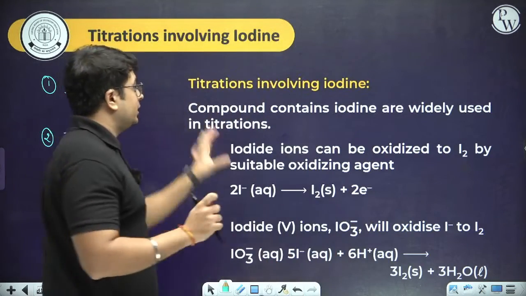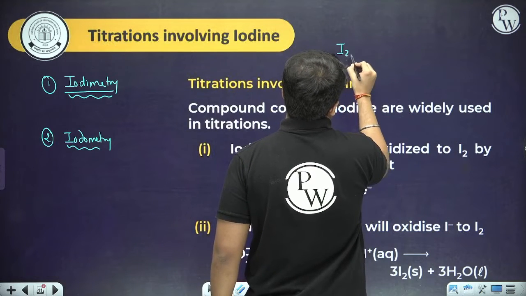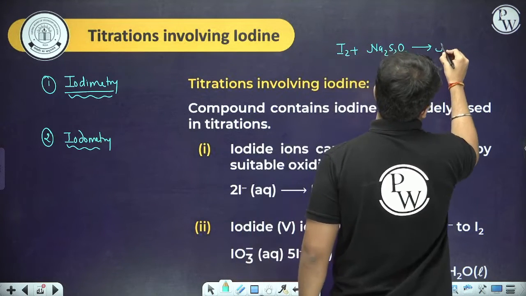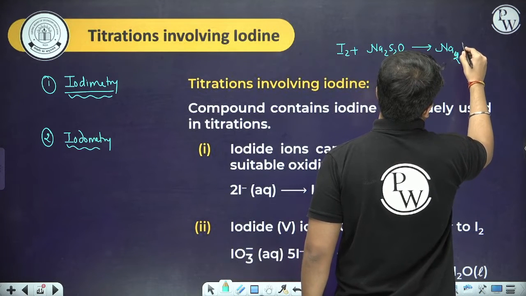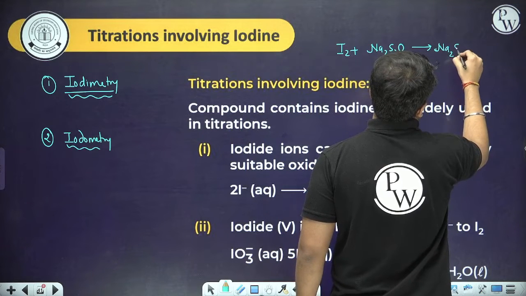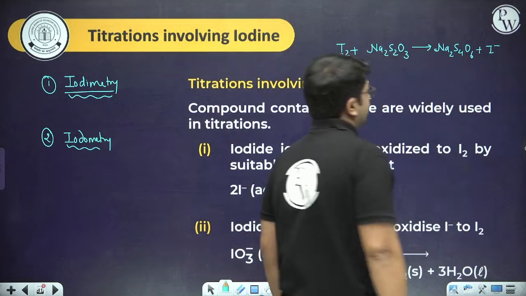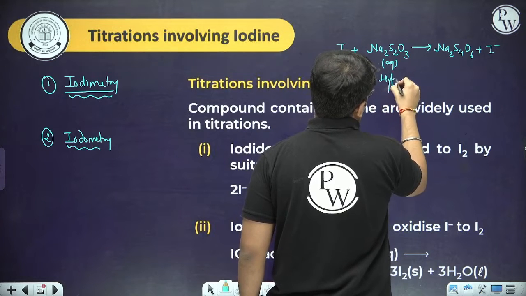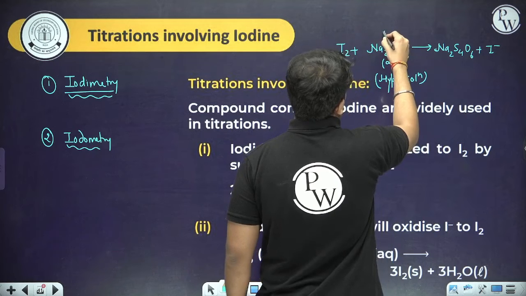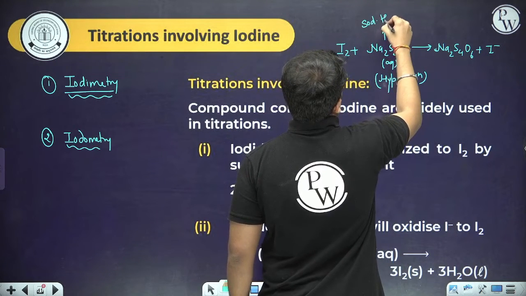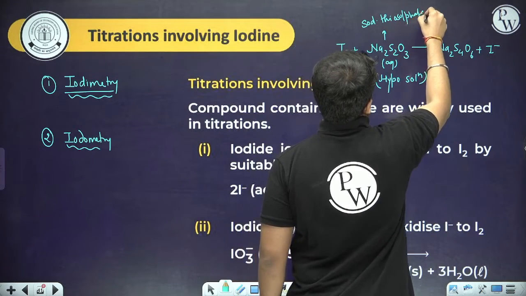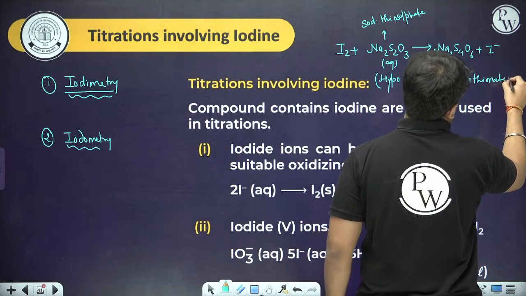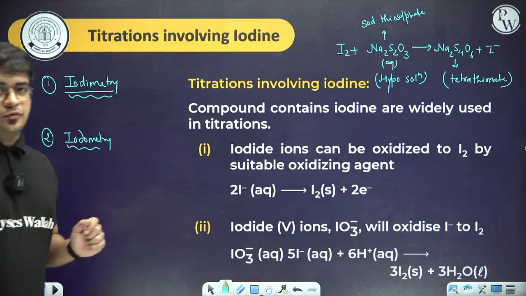So there is one reaction which is common in every type of titration involving iodine, that is I2 when reacted with Na2S2O3 is going to be converted into Na2S4O6 plus again I-. Okay, this aqueous solution is actually known as hypo solution, and this part is sodium thiosulfate, and this part is tetrathionate, sodium tetrathionate.